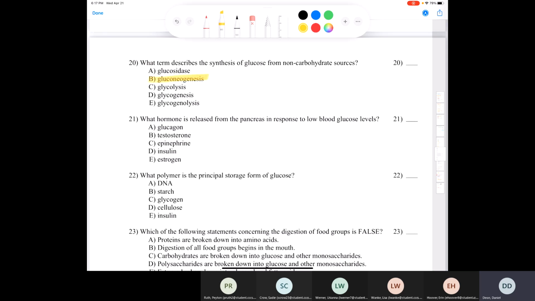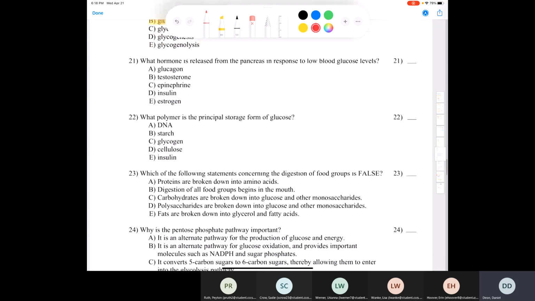We have gluco, right, for glucose. Then we have synthesis, so that's the neo or the new making. So gluconeogenesis. Neogenesis, okay? Synthesis of new and gluco for glucose. And so the answer is gluconeogenesis. 21, what hormone is released from the pancreas in response to low blood sugar levels?